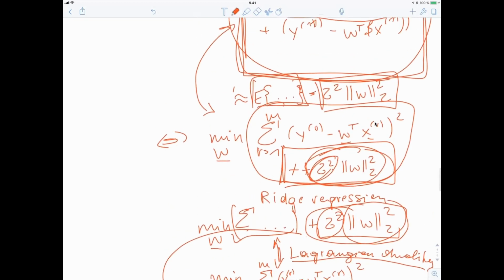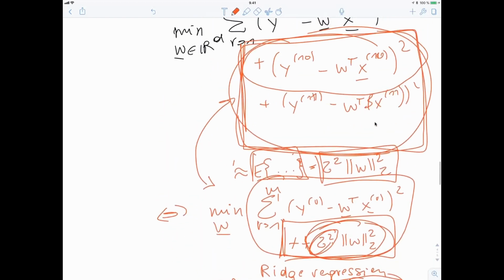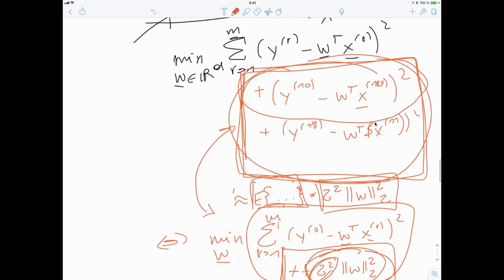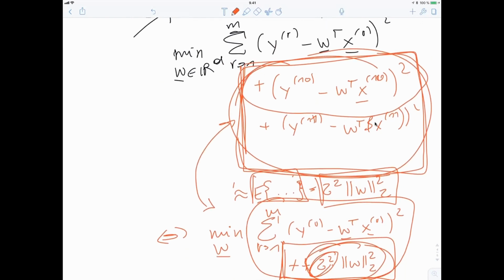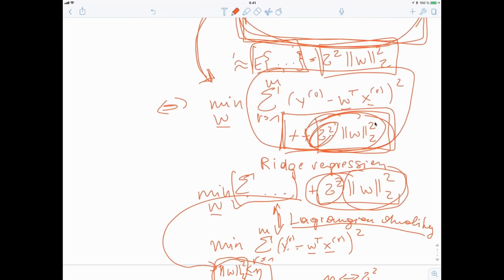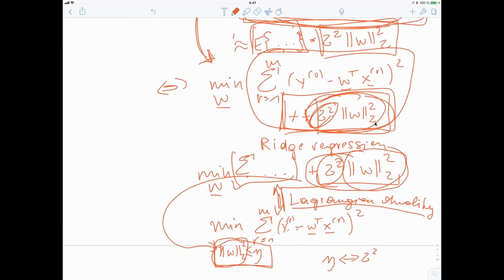Now I have shown you basically three equivalent ways to regularize linear regression. One is by adding more perturbed data points, data augmentation, which is equivalent in the limit of using many perturbations to adding the penalty term in ridge regression, which via Lagrangian duality is equivalent to pruning the hypothesis space to make the model smaller.